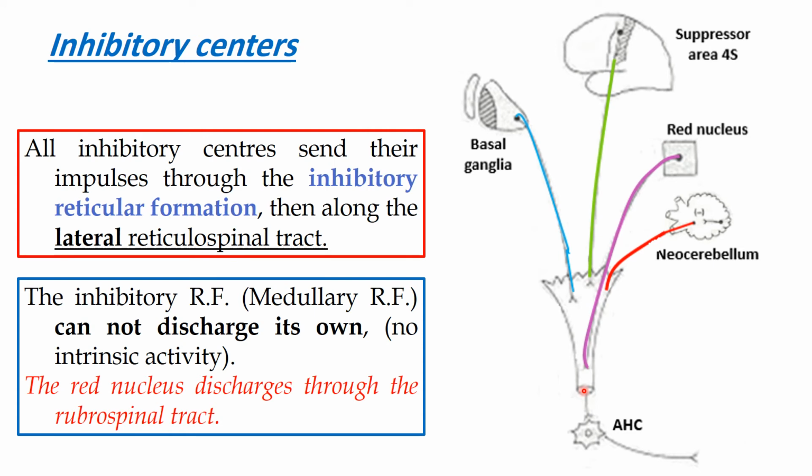Then along what we call the lateral reticulospinal tract, not ventral. Okay? But the inhibitory reticular formation, on the contrary of the facilitatory reticular formation in the pons, has no intrinsic activity here in the medulla. So if not receiving impulses from other areas, it will not be able to send inhibitory impulses to inhibit the stretch reflex. Okay? The red nucleus can also send directly to the spinal cord to inhibit the stretch reflex by what we call the rubrospinal tract. Rubro means red, because it's coming from the red nucleus to the spinal cord.